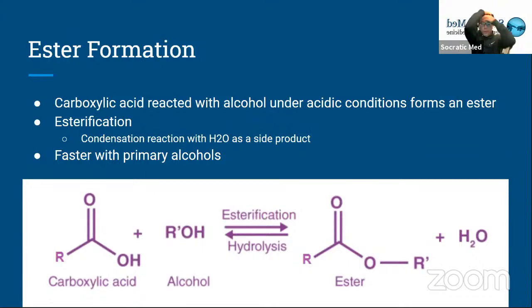Next, formation of an ester. When you react a carboxylic acid with an alcohol group under acidic conditions, this forms an ester group, also known as esterification. This is considered a condensation reaction because you combine two groups and form H2O as a side product. On the bottom, as you can see, when you take a carboxylic acid and react it with an alcohol group, you can form this ester group on the right. It's a carbonyl with this alcohol group attached, and you form H2O as a side product.